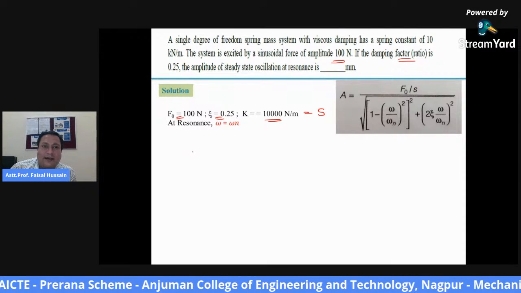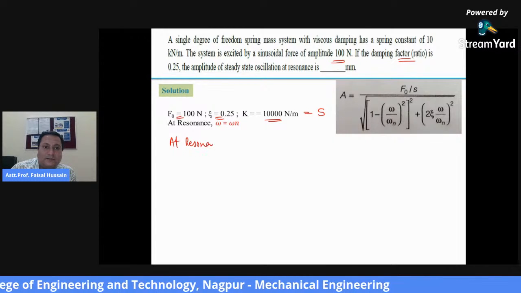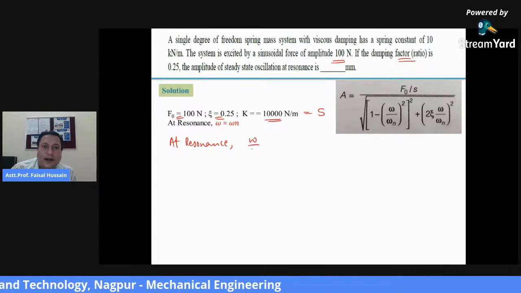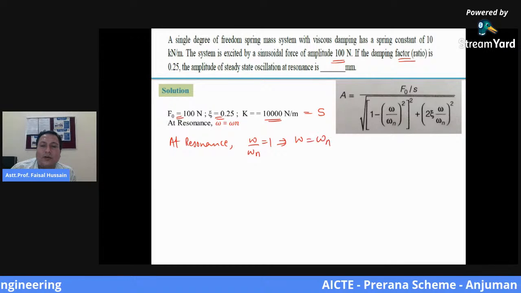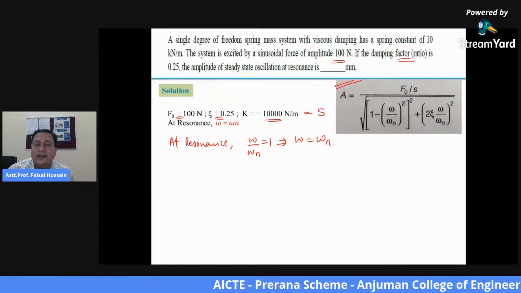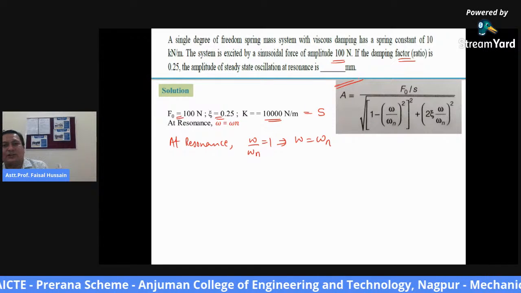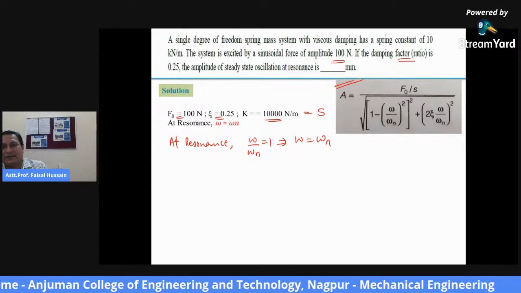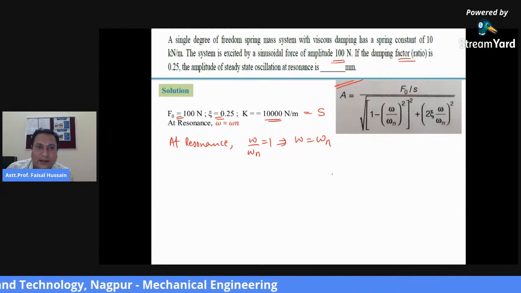Okay. And at resonance condition, you know that omega by omega n equal to unity. It means omega will be equal to omega n. See, this is the amplitude equation for a steady state oscillation that we have seen. Here F0 by k is the static deflection. Okay.